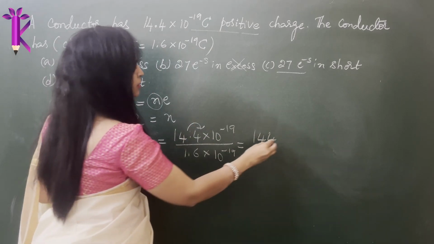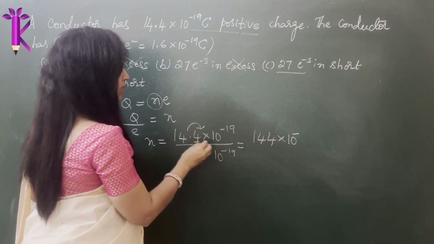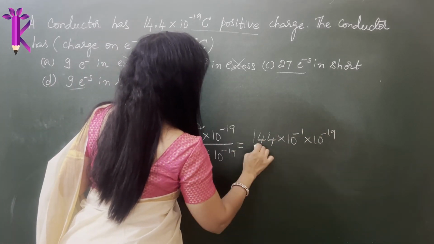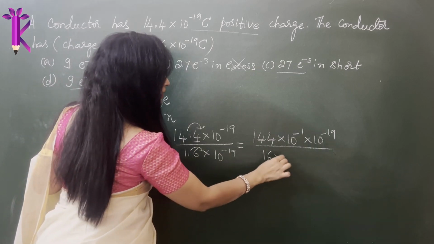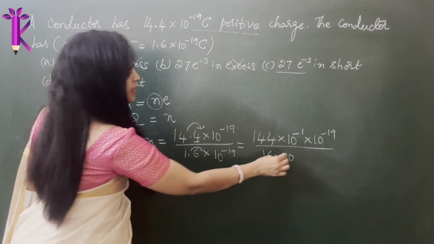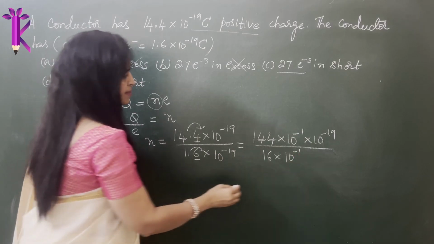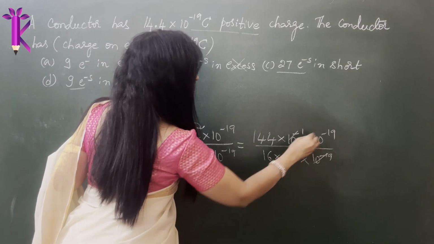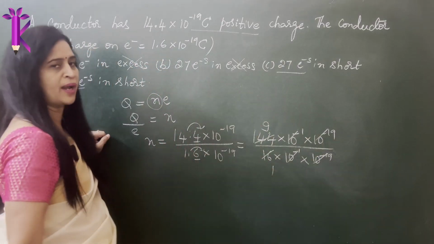Since we are shifting it to the right, the power of 10 decreases by one, because I am shifting one decimal. So 10 to the power of minus 19, whole divided by, again shifting to the right, 16 into 10 to the power of... decreases by how much? It decreases by 1, because I am shifting one decimal place. So into 10 to the power of minus 19. So all these powers get cancelled. 16 times 1, and 16 times 9 is 144.